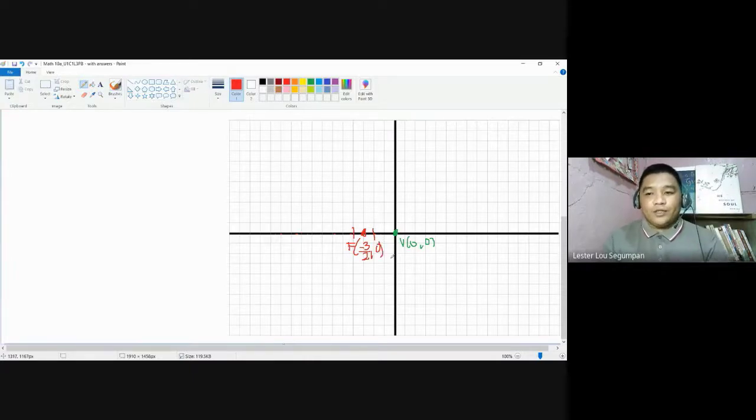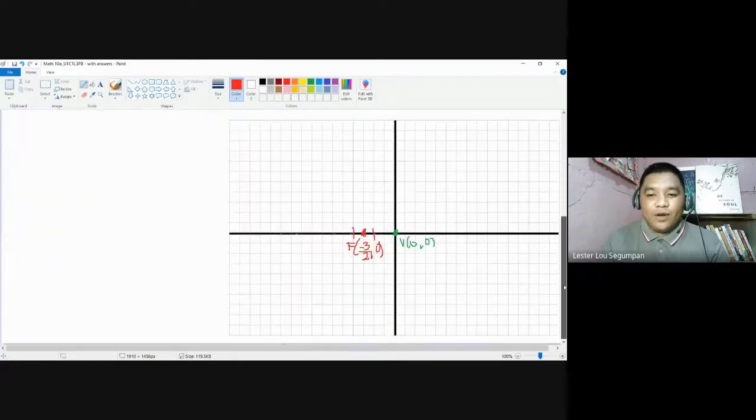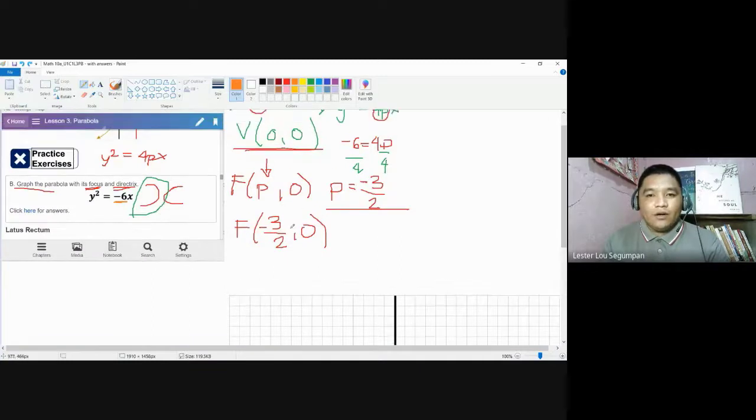This supports our analysis earlier that our parabola should open towards the left, because again, the focus is on the interior of the parabola. And if we're going to look at this, this is already the focus. So the graph should always look like this, containing the focus. Let's do it later. Okay, this is our focus.